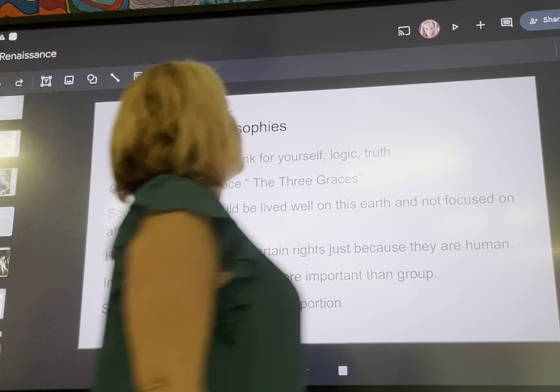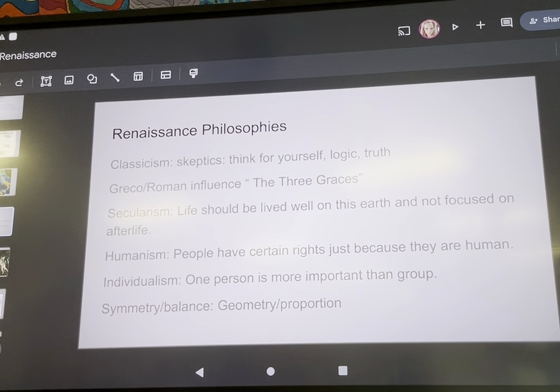Okay, talking about the Renaissance philosophies before we dive into the artwork. Classicism is the renewal of the classical ideals and classical philosophies. And there's a sort of a rise of skepticism. Now, it's not anti-religion. When I say skepticism, I don't mean atheism. What I mean is more like think for yourself, logic and truth. The Greco-Roman influences, especially the three graces, which we'll talk about in a little bit. Those are the three daughters of Zeus. Secularism, the life should be lived well on this earth, on this plane, and not focus on an afterlife.